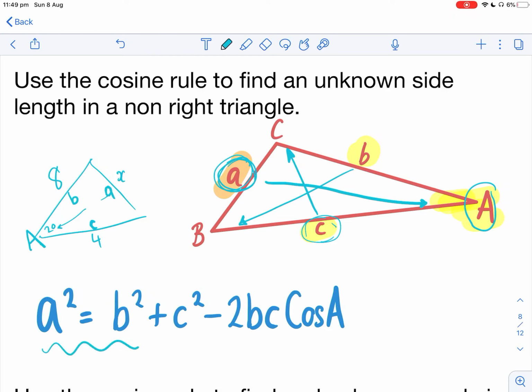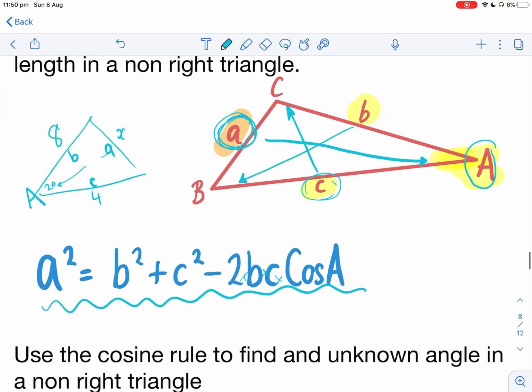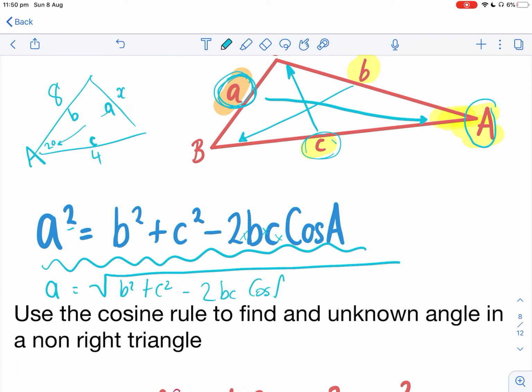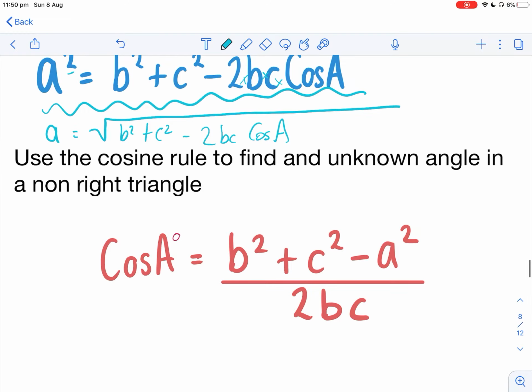Now this is the rule. A squared equals b squared plus c squared minus 2 times by b times by c times by cos A. Remember again, when you're squaring it, the final step is the square root. So really this formula would look like a is the square root of b squared plus c squared minus 2bc cos A. You can also use the cosine rule to find an unknown angle in a non-right triangle.